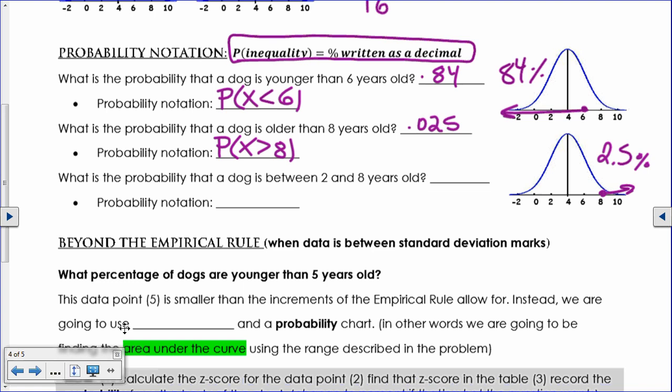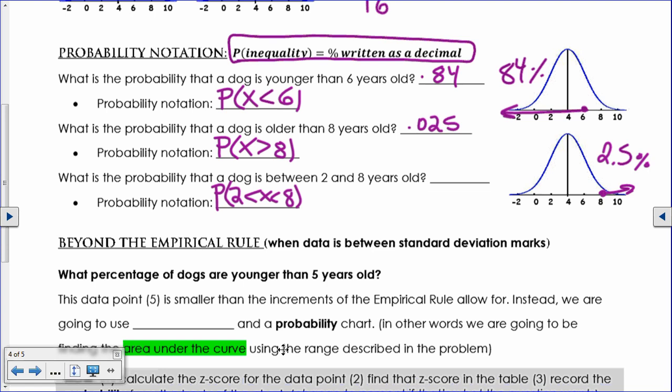Alright, how would I write this next one? The probability that a dog is between 2 and 8. How do you think I would write that? It's the inequality sandwich. That's the smaller, the 2. We're going to 8, right, like this. There's the smaller number, and then inequality x inequality, and then the bigger number.